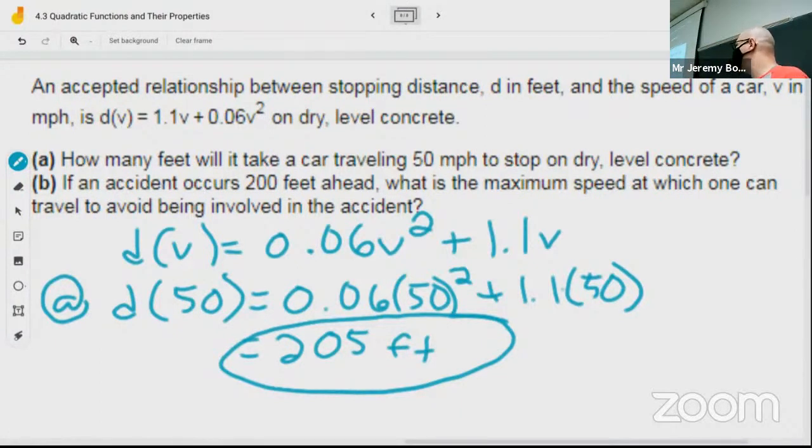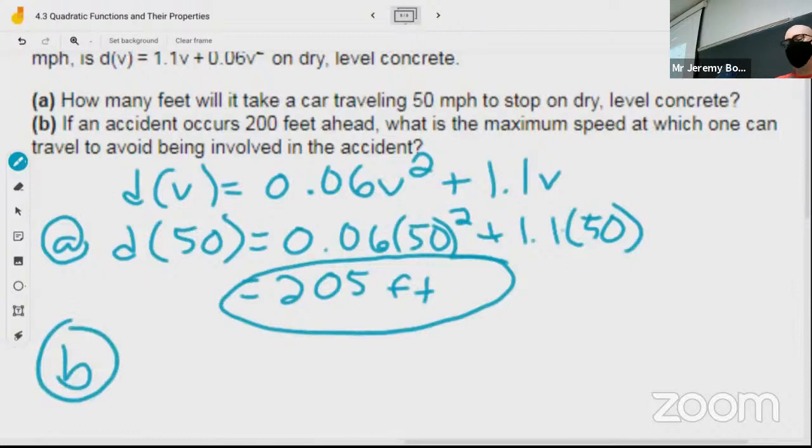And so let's say you perform an experiment to see if that works out. Yeah, it does. So hey, we're good with our function. We're happy with it. And what we're trying to figure out is part B. If an accident occurs 200 feet ahead, what is the maximum speed at which one can travel to avoid being involved in the accident? So basically, an accident happens 200 feet in front of you. What's the maximum speed you'd be going so that way you can hit the brakes and stop before you travel 200 feet?